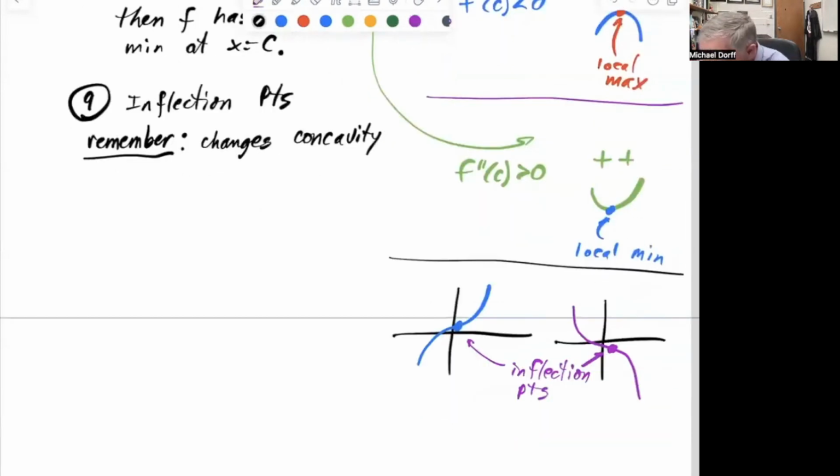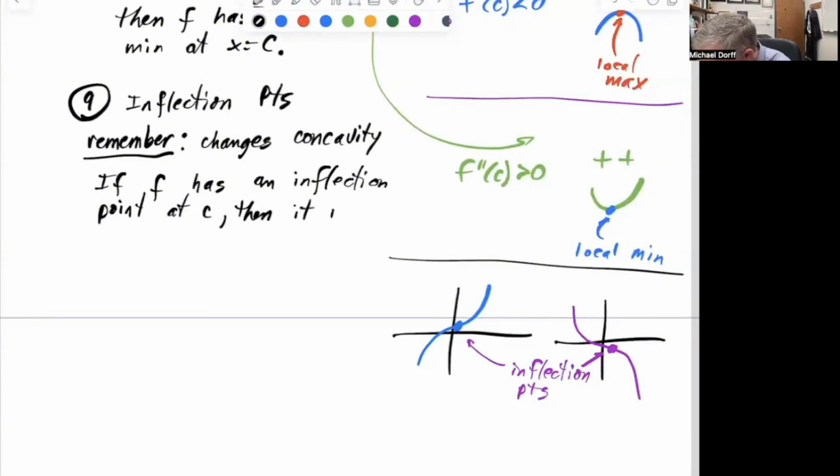And what do we know about this? Well, if f has an inflection point at C, then the second derivative at C will equal 0.